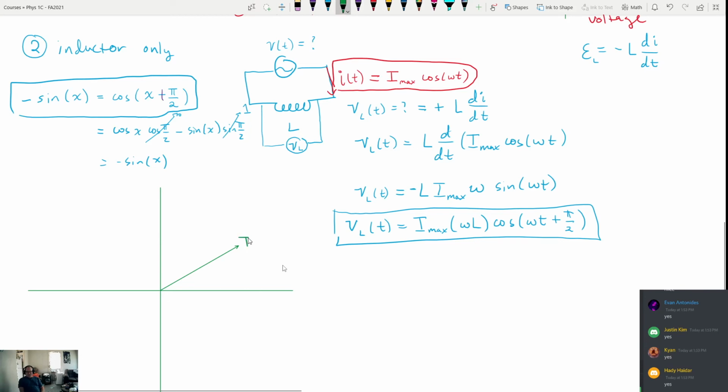This one has length I max. And of course it rotates at a rate of omega, so the angle made here is going to be omega times t. And now, what did I use? I used red for voltage. So using that again, my voltage phasor needs to be pi over 2 ahead.